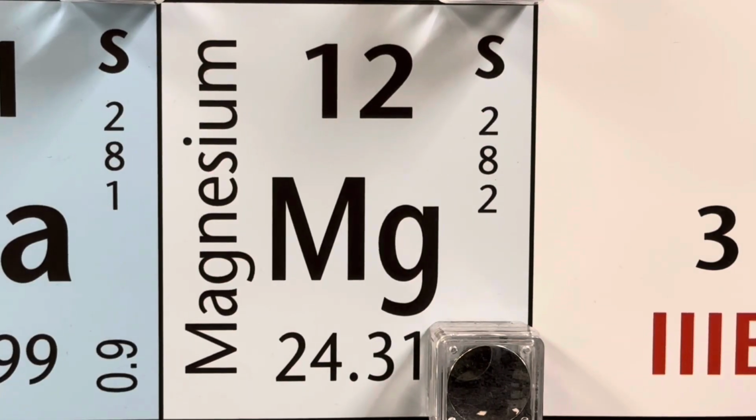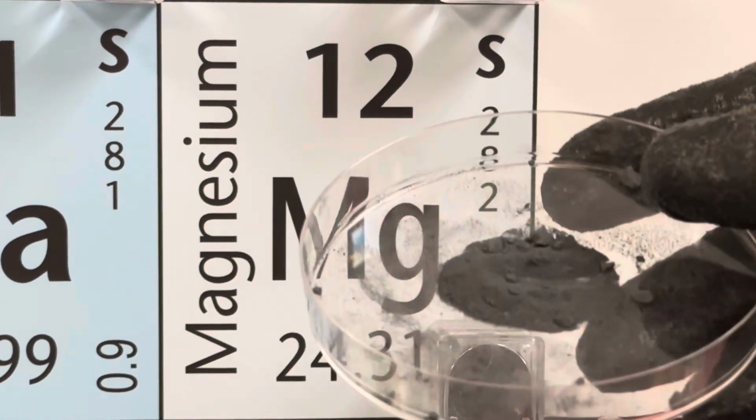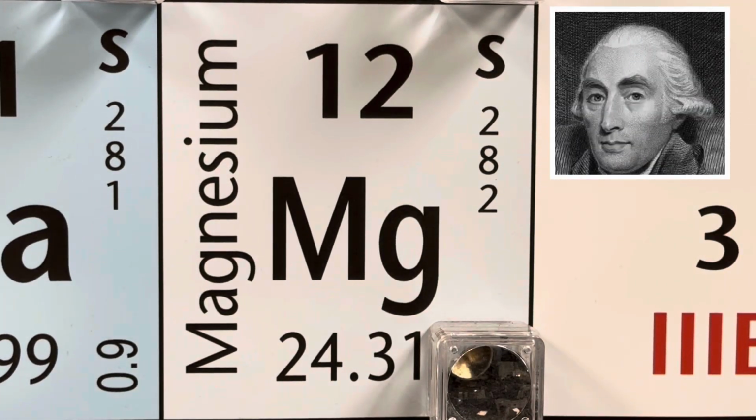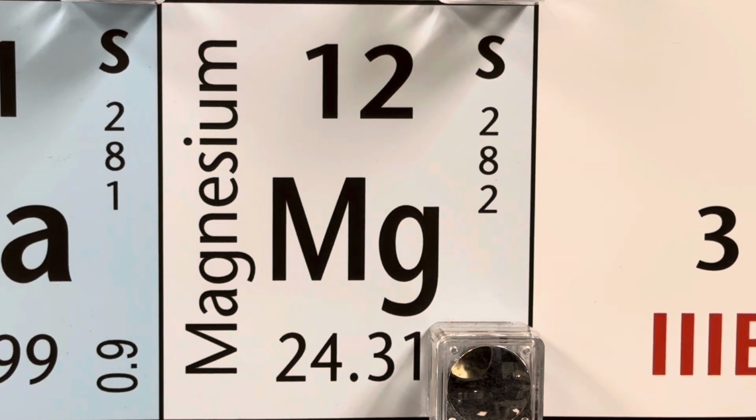Magnesium was discovered in 1755 by the Scottish chemist Joseph Black. It has 12 protons and almost always has an oxidation state of +2.